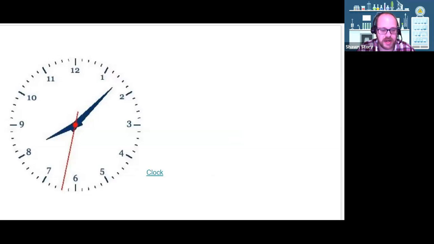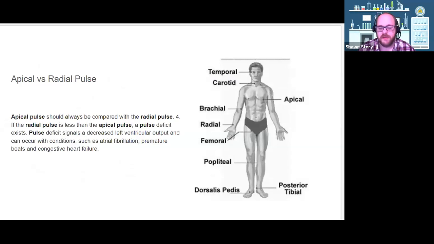Another thing to keep in mind is that there's a difference between the apical pulse and the radial pulse. We were checking the radial pulse because it is along our radial nerve that comes all the way down right here above our radius bone. That's the radial pulse. The apical pulse is actually there at our heart itself.